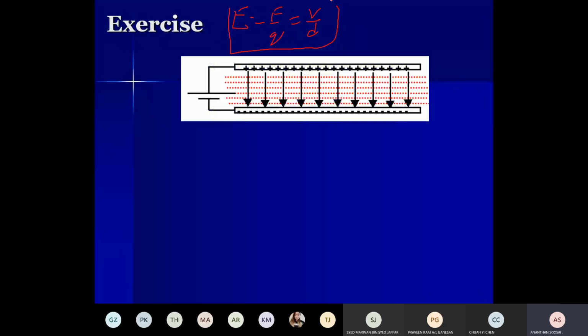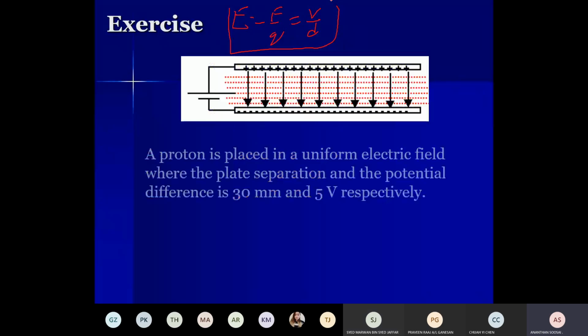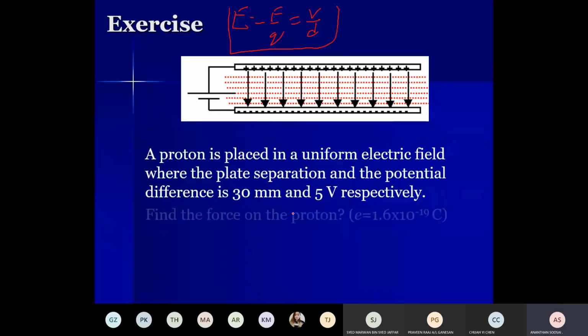Okay, so we're going to strengthen your knowledge about these two. You only learn two formulas. What are they? E equals F over Q, and V over D. Based on this, let's try one. A proton is placed in a uniform electric field where the plate separation is 30 mm and the voltage is 5 volt respectively. Find the force on the proton.